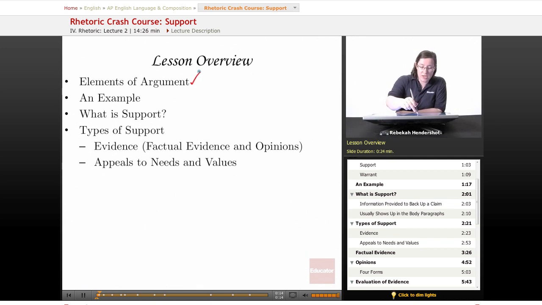We're going to look at the three elements of argument, the three things you have to have for your argument to work. We're going to look at our example. Then we're going to ask what is support, what does it actually do in the argument, and then we're going to look at the two types, which are evidence, both factual evidence and opinions, and appeals to needs and values. We're going to look at what these things are, what forms they can take, and how to evaluate them.